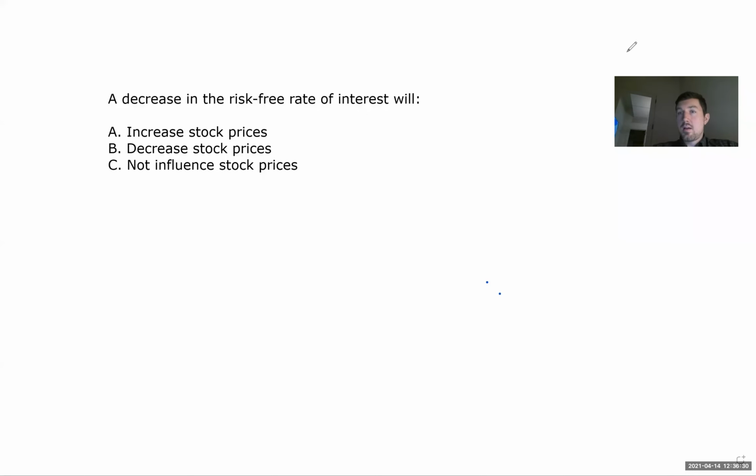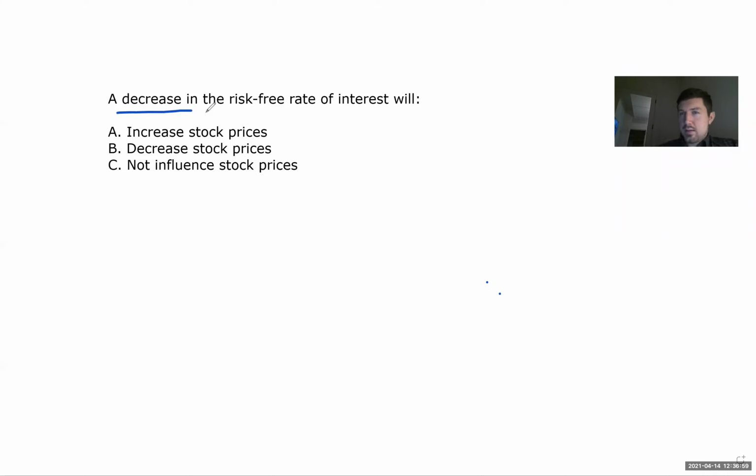Okay, so here we have a typical CFA Level 1 question regarding risk-free rate of interest and stock prices. So we're talking here about a decrease in the risk-free rate of interest. What effect will that have? Will that increase stock prices? Will that decrease stock prices? Or finally, will that have no influence on stock prices whatsoever? So take a moment to think about it.